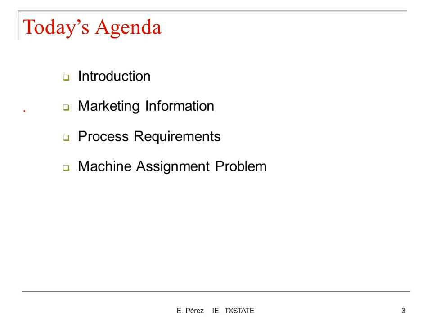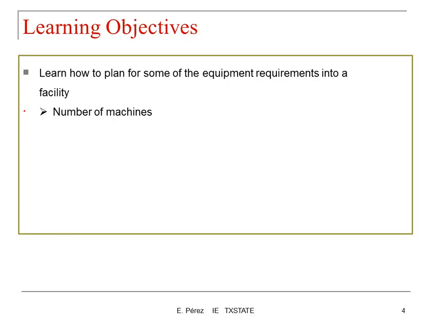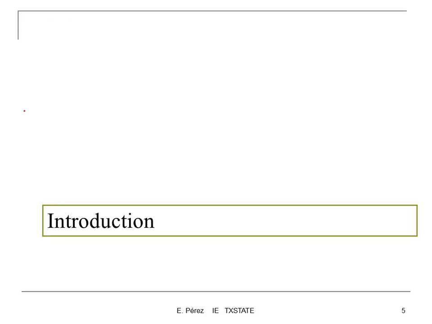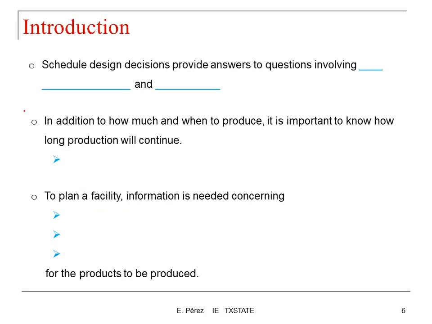Okay, so for this lecture, we're going to talk a little bit about the topic, introduction, and then I'm going to explain how the marketing information allows you to predict the type of volume of production that you're going to need to satisfy in the future. Then we're going to talk about process requirements and the machine assignment process. So, learn how to plan for some of the equipment requirements into a facility, specifically the number of machines, is the learning objective for this lecture. And in terms of the introduction, I was saying schedule design decisions provide answers to questions involving how much to produce.